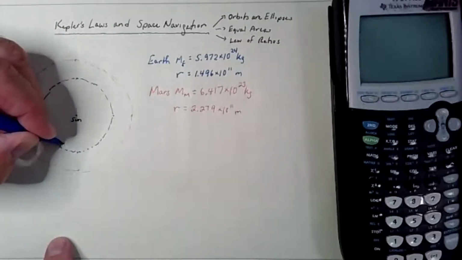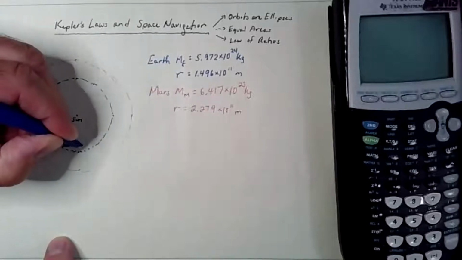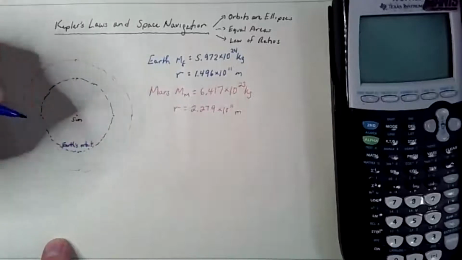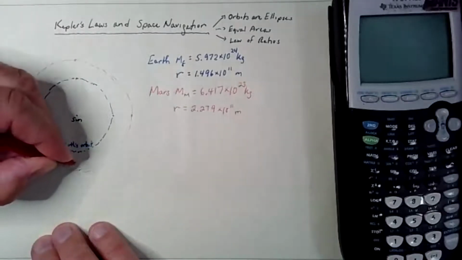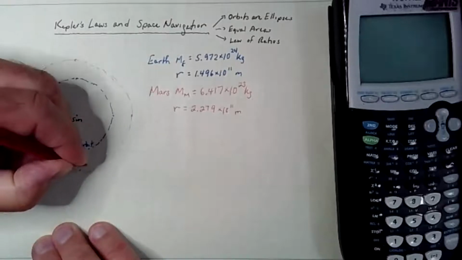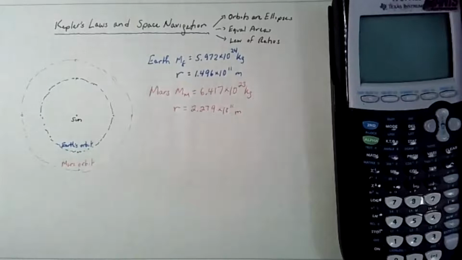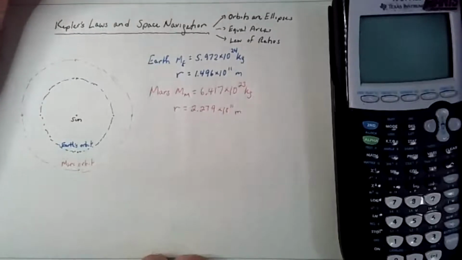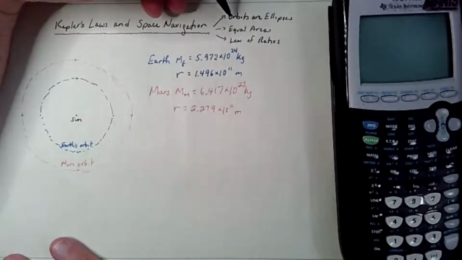And then out here in blue, we do the Earth's orbit. And then in red, we would do Mars orbit. Okay. Now, Kepler's laws, there are three of them, that's it. They're also observational, so they don't really offer any explanations. Newton's law of gravitation does, for sure.